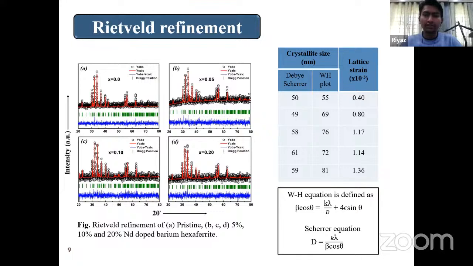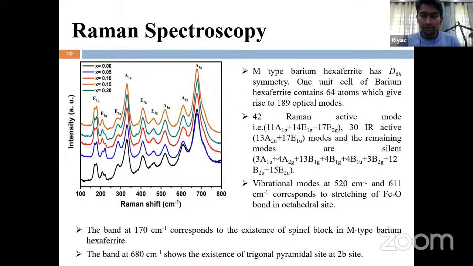And here in this slide, I have shown the... we can see that it is modifying the structural conformation. We have done the Raman spectroscopy. In our sample, 1 unit cell of barium hexaferrite contains 64 atoms, which give rise to 189 optical modes, out of which 42 are Raman active and 30 are Raman inactive.